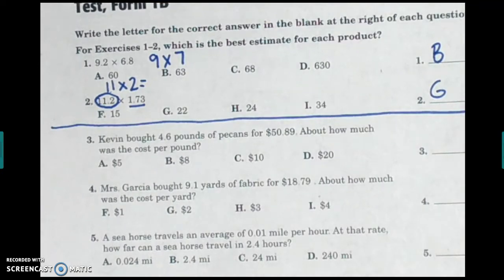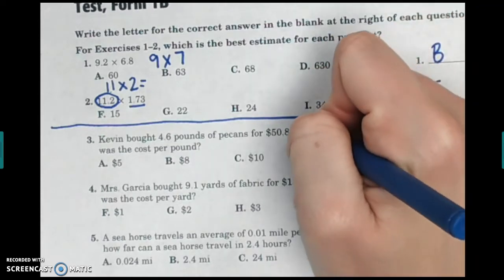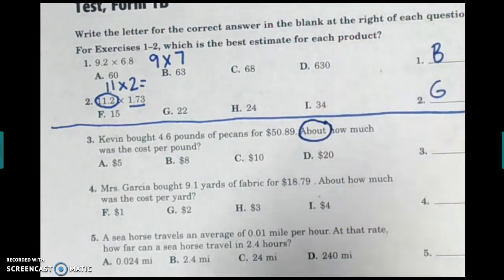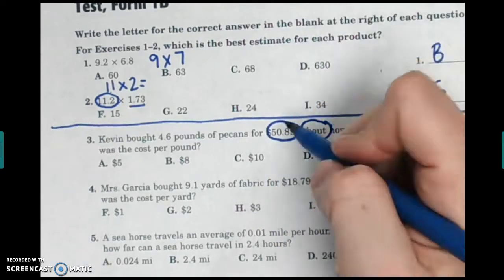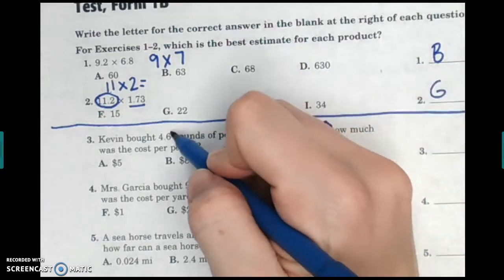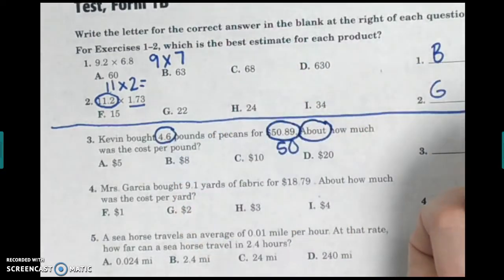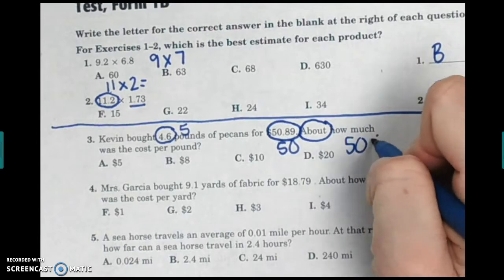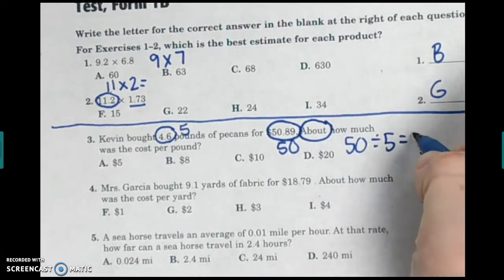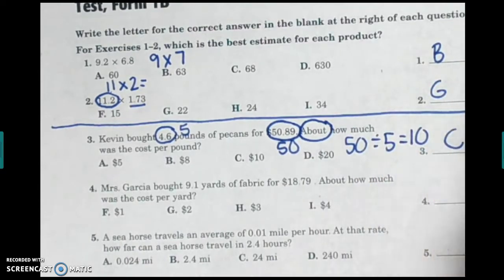Okay, Kevin bought 4.6 pounds of pecans for $50.89. About, most of you saw that keyword there. How much was the cost per pound? So, what's easier than 50.89? 50. And 4.6 we should change into 5. So 50 divided by 5 is 10, which is C.